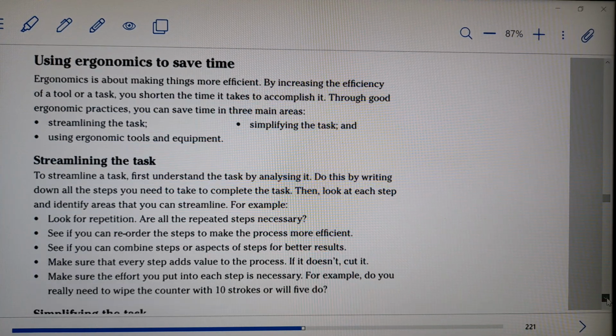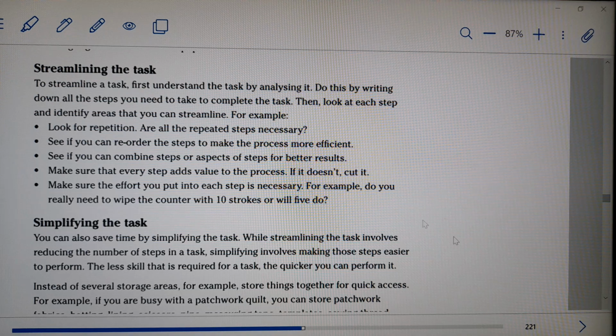We start with streamlining the task. To streamline a task, first understand the task by analyzing it. Do this by writing down all the steps you need to take to complete the task. Then look at each step and identify areas that you can streamline. For example, look for repetition. Are all the repeated steps necessary? See if you can reorder the steps to make the process more efficient.